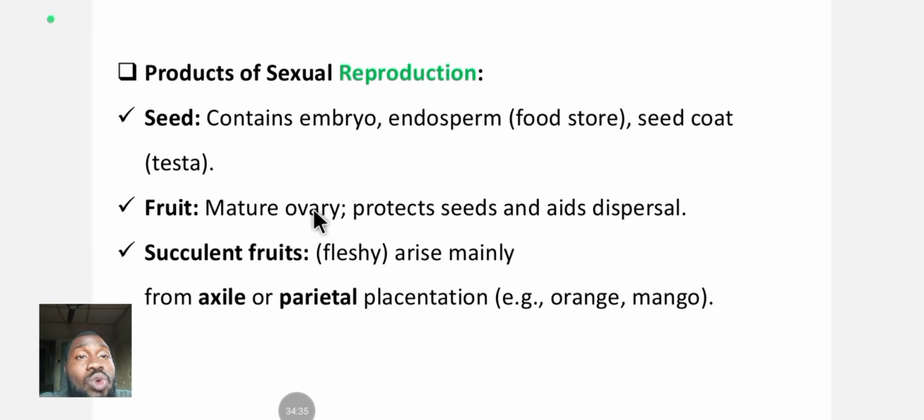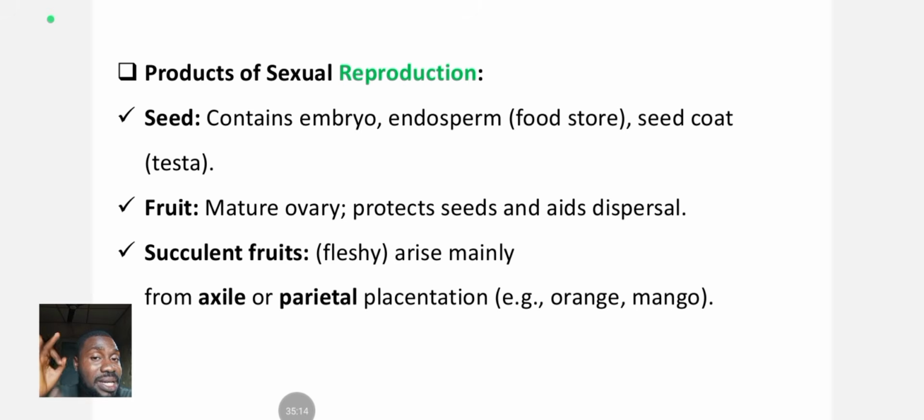Another product from sexual reproduction in plants is the fruit. And what is fruit? The fruit is a mature ovary. A mature ovary that protects seed and what? That aids in dispersal. The fruit does what? It's a mature ovary that protects, it's around the seed. Okay? You know what the fruit contains now? The fruit contains different parts such as the mesocarp, the epicarp, and the pericarp.